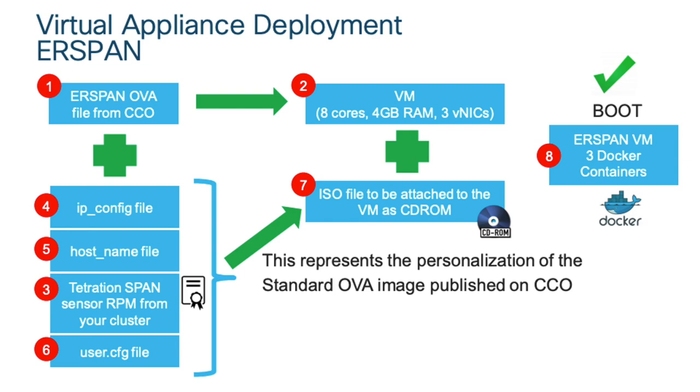So optionally, we can also create a host configuration file. If we do not, the default name of it in this case is going to be erspan-vm. We can also optionally create a user config file. This is going to be containing our proxy server settings. Finally, with all that, you create an ISO file, add it to the VM as a CD-ROM, DVD mounted disk, and you finally boot up the VM. With all this, it will go ahead and spin up the Dockers.